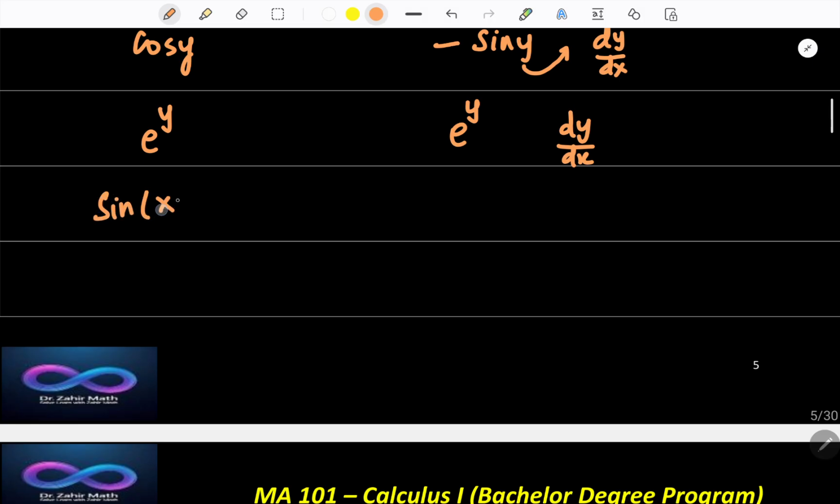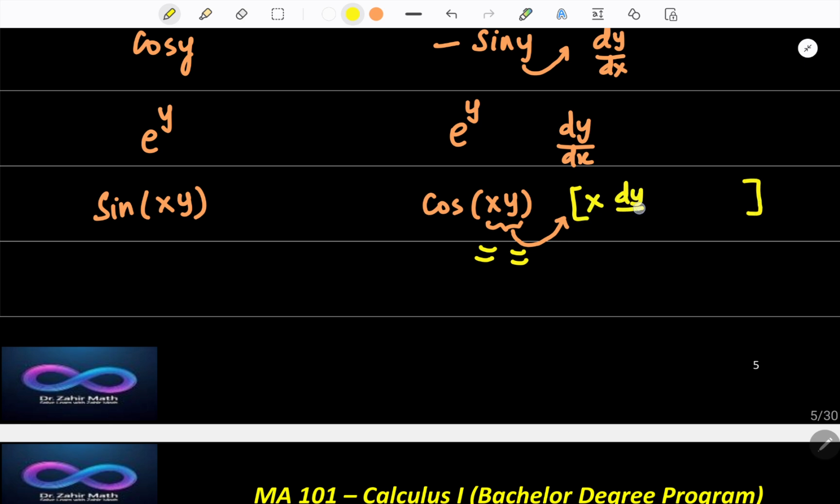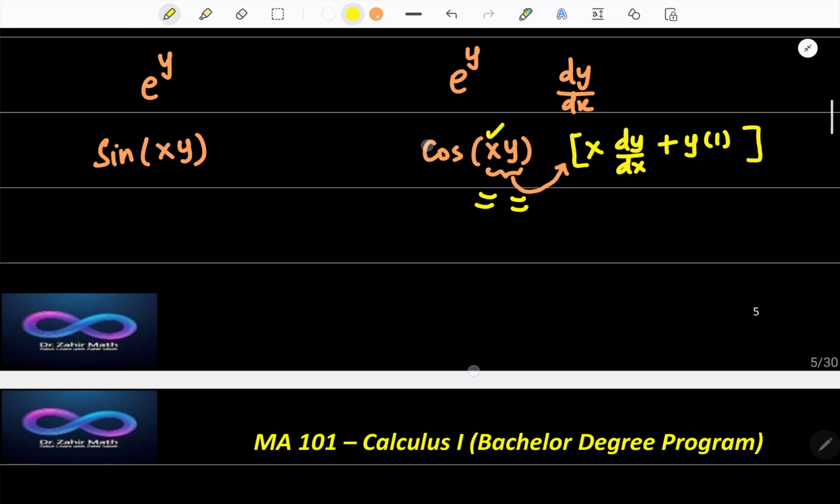Sine of xy. Okay, cosine of xy. Yes, you have done with respect to sine. Now this function you are going to take the derivative with respect to x. Okay, now it looks like a product. So what is the product rule? Keep the first one, take the derivative of the second one. Keep the second one, take the derivative of the first one. So open the bracket. Keep x, derivative of y is dy by dx, plus keep y, derivative of x is 1. Clear everybody? Okay.